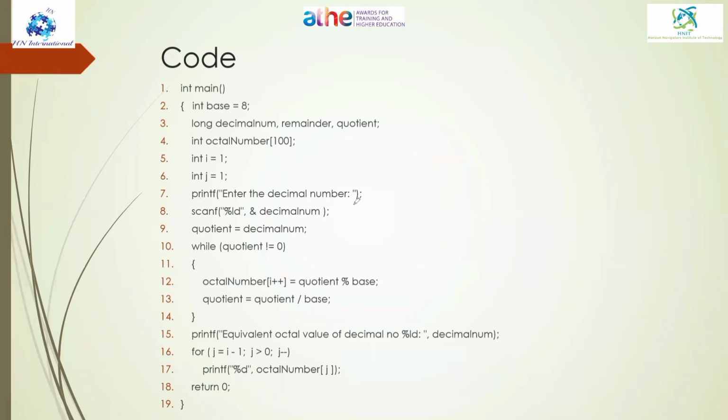Then we are asking the user for the number, and we are storing that number into a defined variable. The quotient at the start of the program would be equal to the same number. Then we're starting the while loop and checking if the quotient has become 0 yet or not. And this is the logic of the loop that we saw in the algorithm. Shall I explain it again, or did you get it from the algorithm?